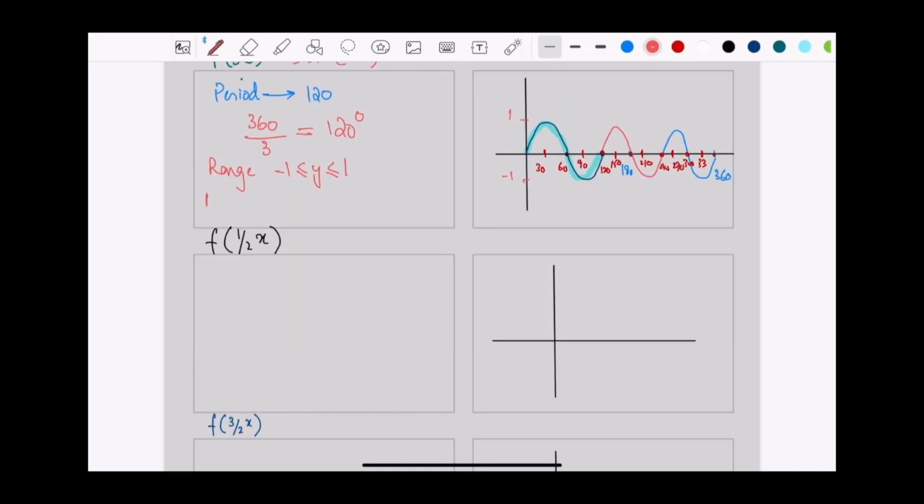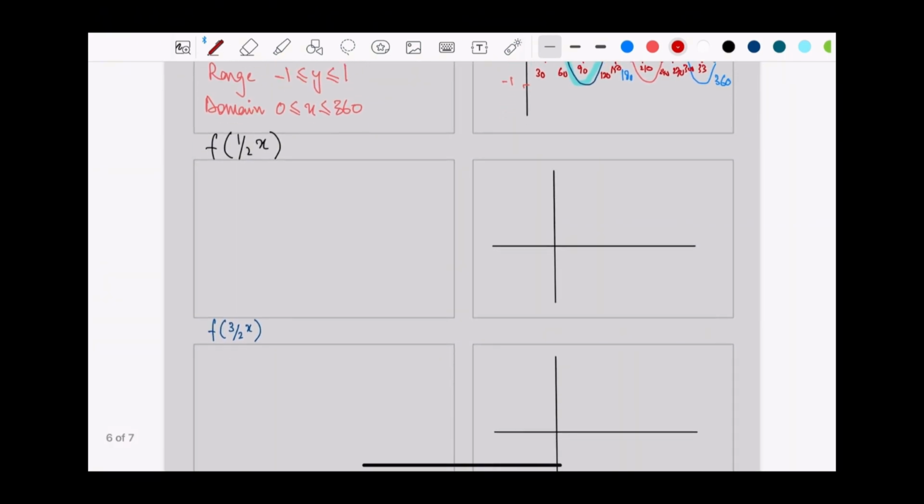So note that the domain is what I myself have chosen to be 0 less than or equal to x less than or equal to 360 degrees, but the domain of this function can be any. So the question itself dictates between what domain values you will have to sketch the curve. So it could be any.